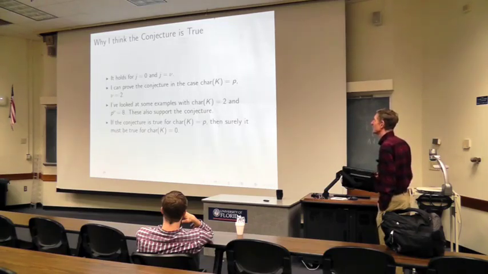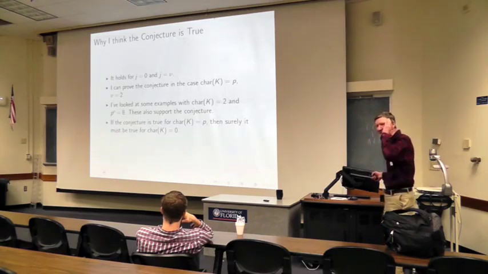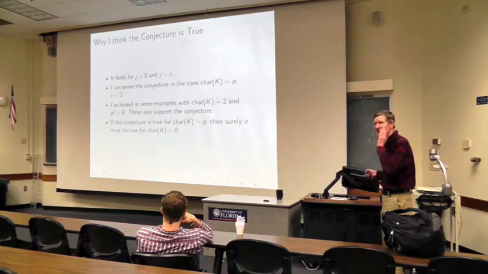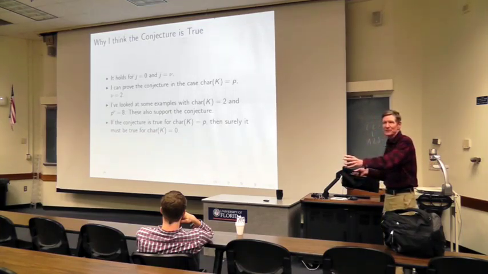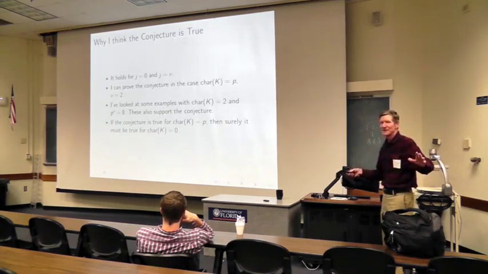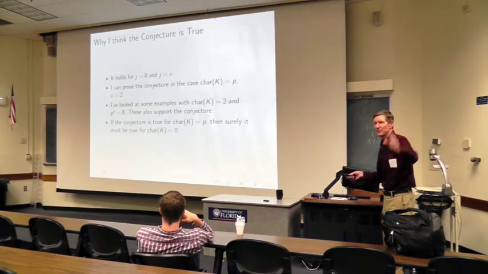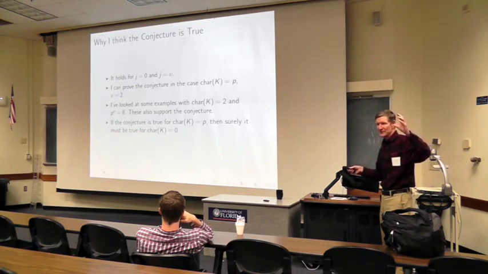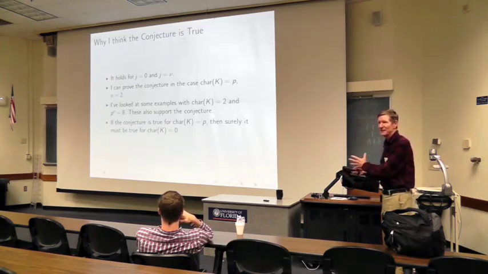And then finally, what about characteristic 0? Well, in global fields, somebody can prove a theorem for function fields, and then it's decades later that the number field version gets proved. That doesn't happen in local fields. If you prove something for the characteristic p case, then the characteristic 0 case is just a matter of technique, but I haven't actually done it.